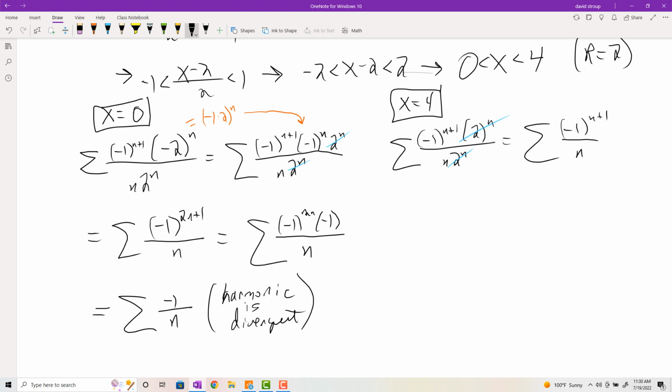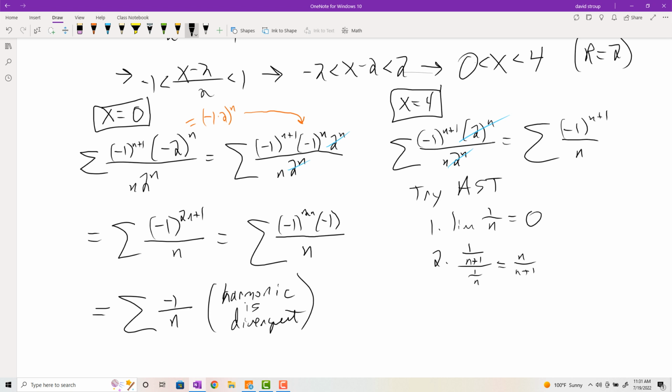And so that's an alternating series, so we try the alternating series test. So first, take the limit of a sub n. That'll be 0. And then secondly, see if it's decreasing. What I do is look at the ratio of a sub n plus 1 over a sub n and show that's less than 1.